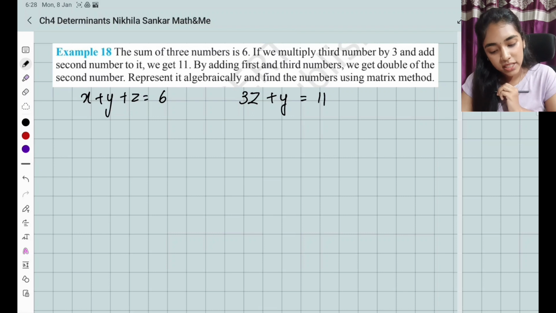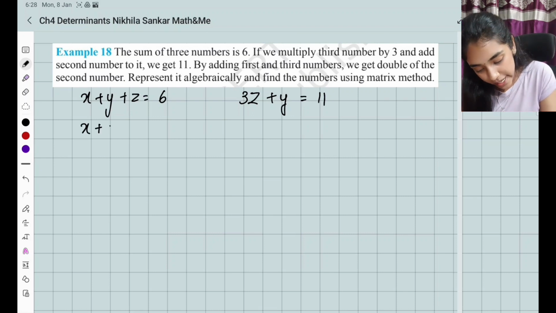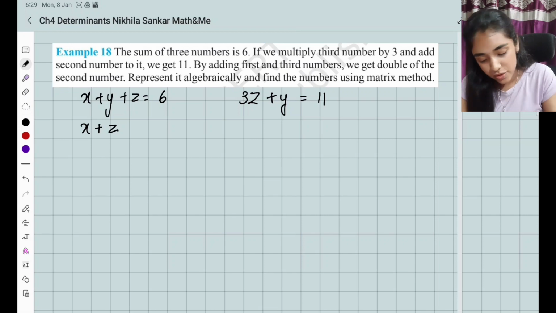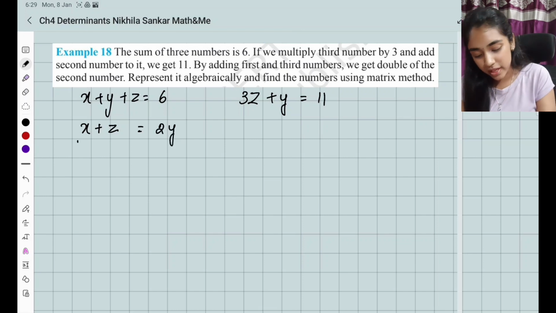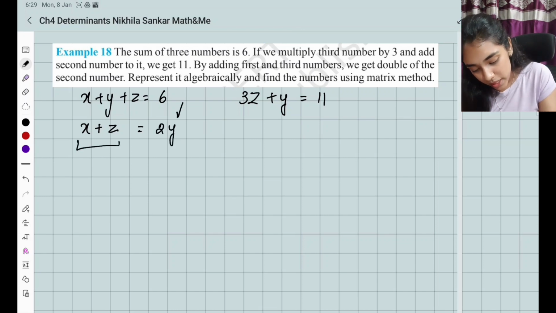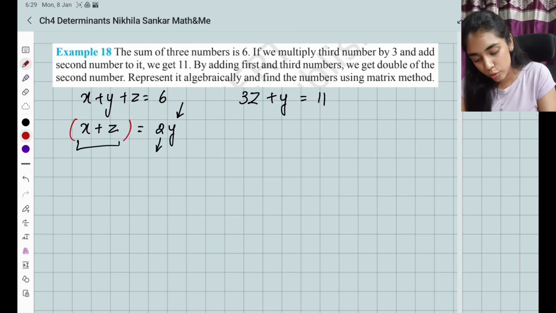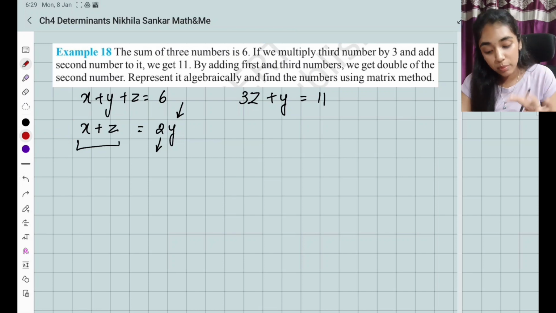Then by adding the first and the third numbers, we get double of the second number. So when I add these two, you are going to get double of the second number, which means 2 times y. So this is going to be the equation. Okay, do not put the 2 on the other side. Please be very very careful. This is not what is given. X plus Z added gives double of y. So X plus Z equals 2y. This is the equation.